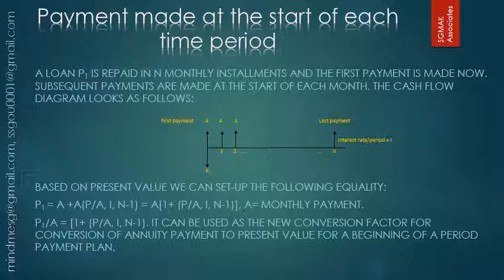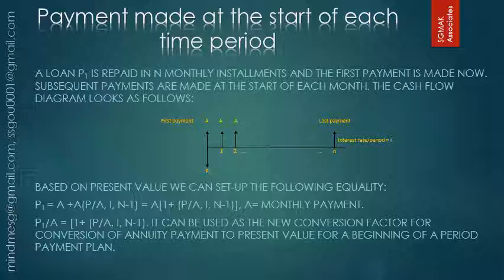So how does the factor change when you start making payment at the beginning of each month? Basically, you can think about moving the payment schedule by one time period to the left, or to the present. So here's an example, simple. A loan amount P1, you are repaying in n monthly installments, and the first payment, you are making now. So basically what you are doing, by making the very first payment, is lowering the loan amount. Subsequent payments are made at the start of each month.